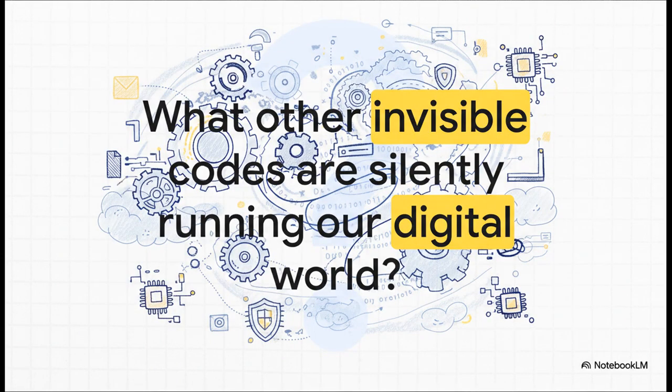And that kind of makes you wonder, doesn't it? Gray code is just one example of something working silently in the background to keep things running smoothly. What other invisible codes and clever algorithms are out there, quietly forming the hidden foundation of our modern world?